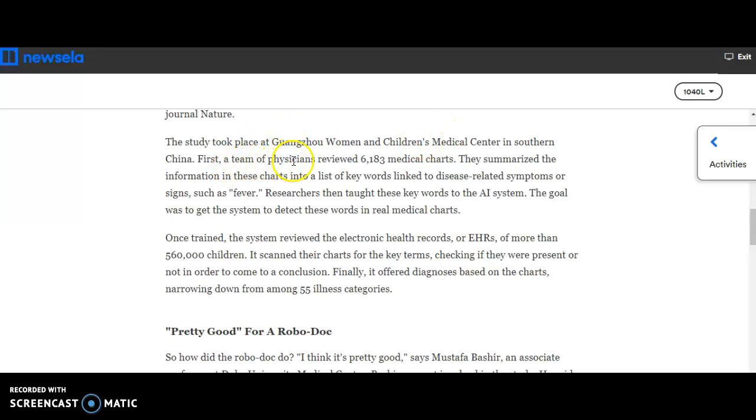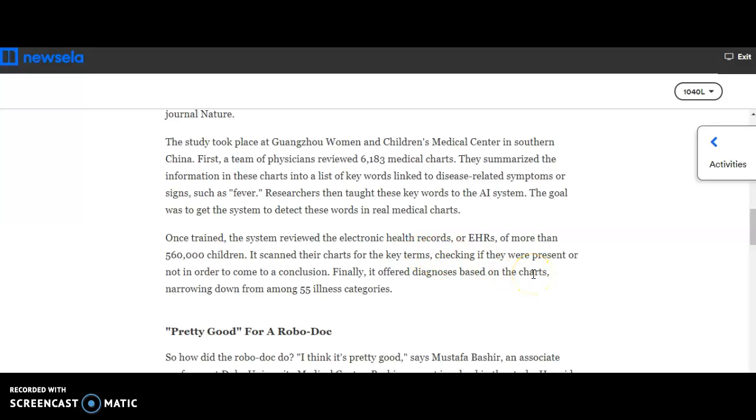First, a team of physicians reviewed 6,183 medical charts. They summarized the information in these charts into a list of keywords linked to disease-related symptoms or signs such as fever. Researchers then taught these keywords to the AI system. The goal was to get the system to detect these words in real medical charts. Once trained, the system reviewed the electronic health records, or EHRs, of more than 560,000 children. It scanned their charts for key terms.